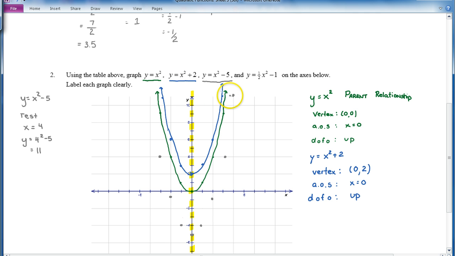And of course it's symmetrical. So if I'm at 4, 11, negative 4, 11 is a point as well. Now I get a nice smooth curve. And there's my resulting graph.